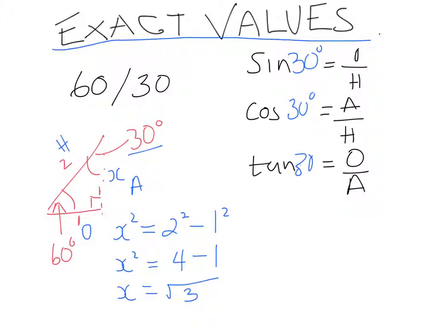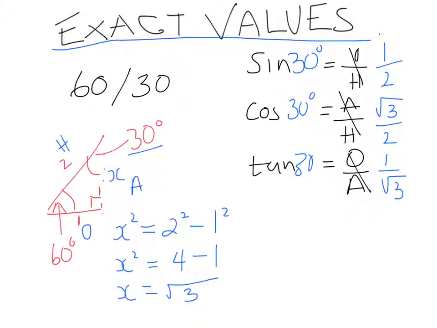I'm just going to cross it out because my eraser is not working. That means when I've got the 30 there, this one's going to be 1 over 2. This one's going to be surd 3 over 2. And tan is going to be 1 over surd 3. As we talked about in class, we don't really like this to happen.